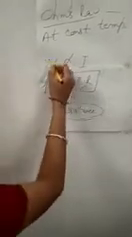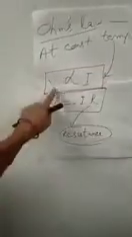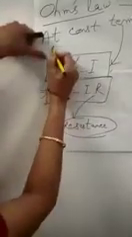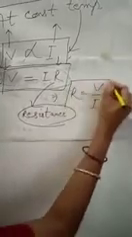So from this relation, V is directly proportional to I. That means if you increase the potential difference, then the current will also increase. If you decrease the potential difference, then the current will decrease. So from this relation, V is equal to IR, you can write R is equal to V divided by I. And R is called the resistance of the conductor.